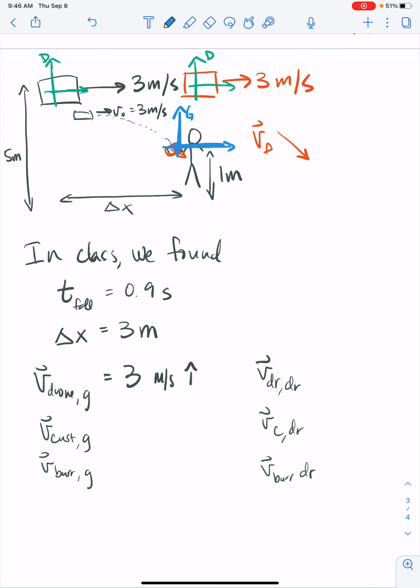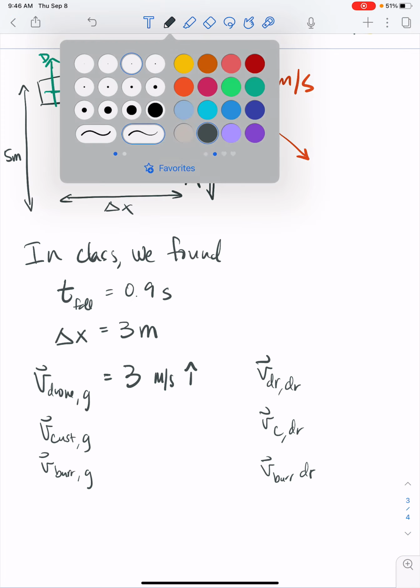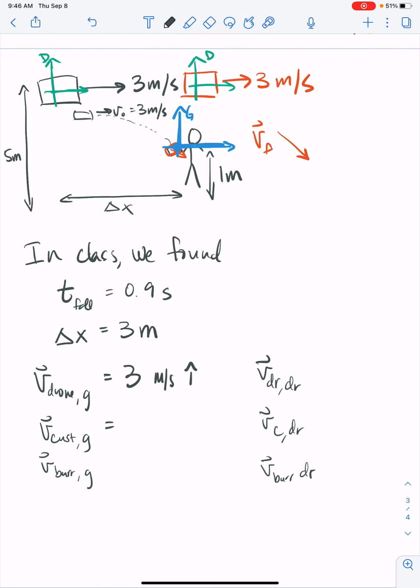And then the customer is not moving with respect to the ground. So this is our other easy one. We can just write 0 for the velocity of the customer. All right. And now let's think about how to write these other ones. First, the velocity of the drone with respect to the drone is just 0, right? That one's easy. The other ones are going to be a little bit more complicated to find.